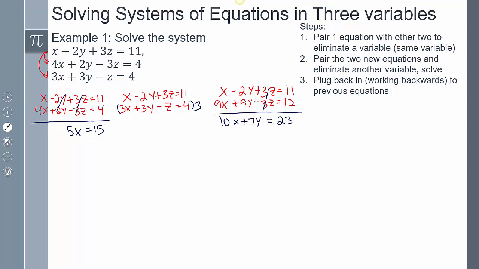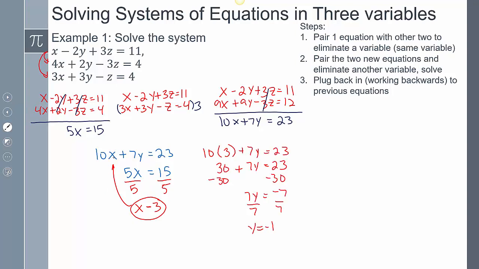So now step 2, I'm going to pair the 2 new equations together and try to eliminate another variable. My x is already by itself here. There's no y there. Technically the y variable is already eliminated here because it got eliminated here. So that's done. Solving for x, divide both sides by 5 and I get x equals 3. Then I have to plug this 3 back in. So I get 10 times 3 plus 7y equals 23. Subtract 30 from both sides, divide both sides by 7, and you get y equals negative 1.